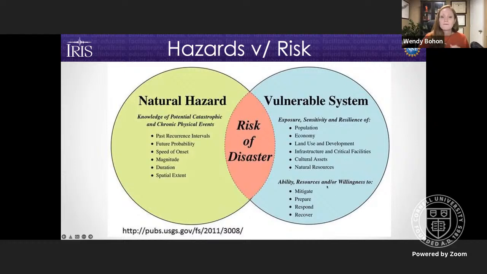Another thing to think about, not every community is going to be able to mitigate, prepare, respond, or recover in the same way. And what often happens is that the people that are most vulnerable are the least able to respond, and they're the ones that suffer the greatest consequences. So disasters do discriminate, particularly when it comes to the vulnerable.